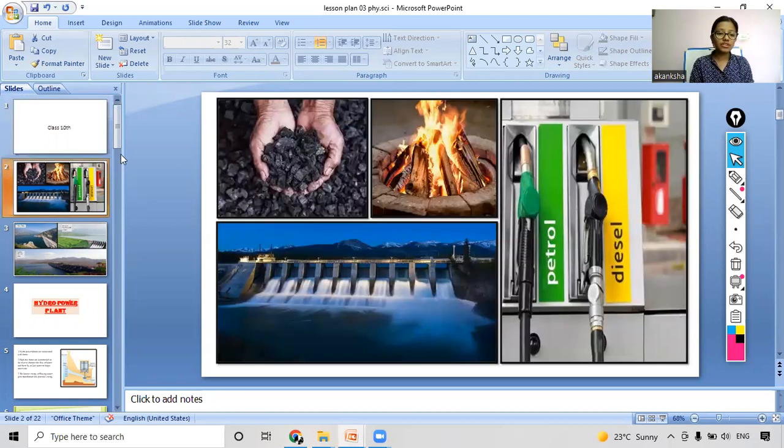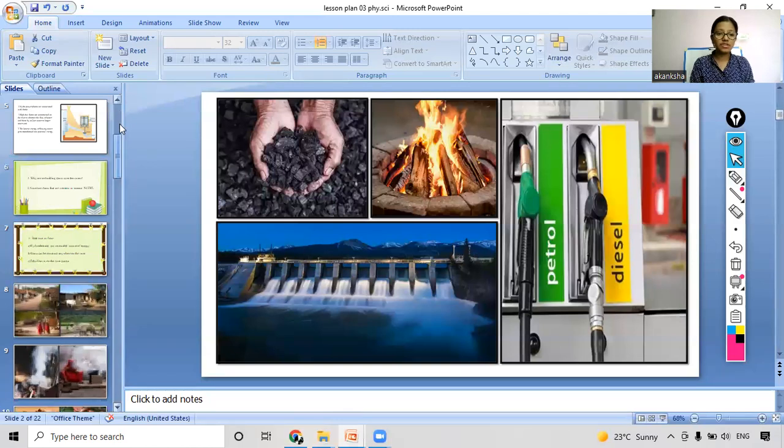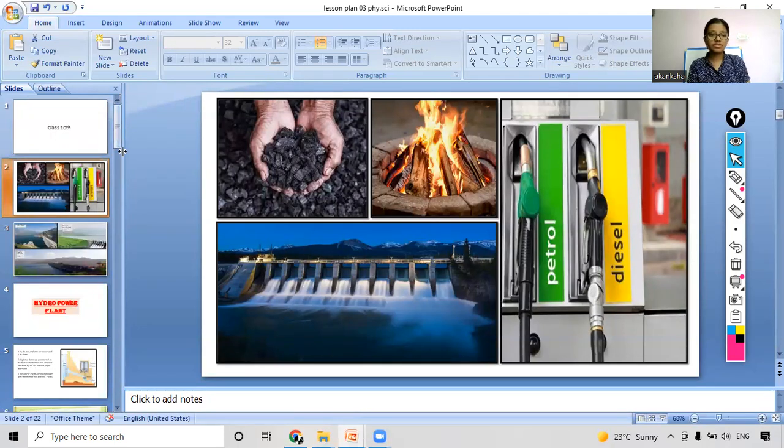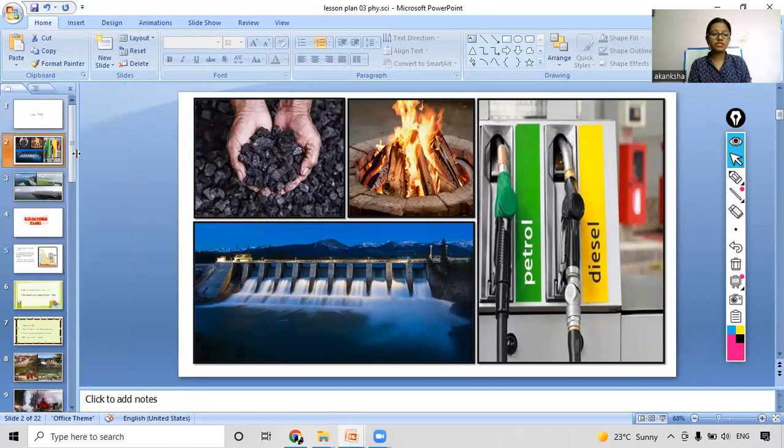So what can you see in these pictures? You just have to look into these pictures and share your observations, like what you are able to see in these pictures. You can write your answers in the comment box below and then we will start a discussion on it, right?